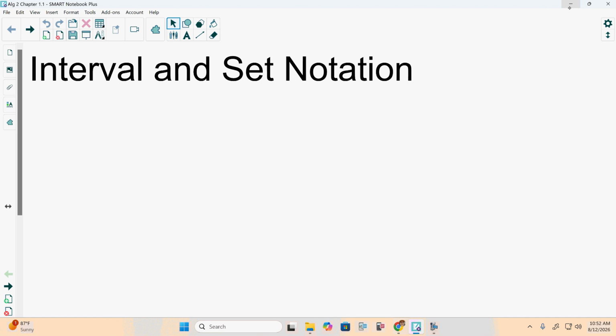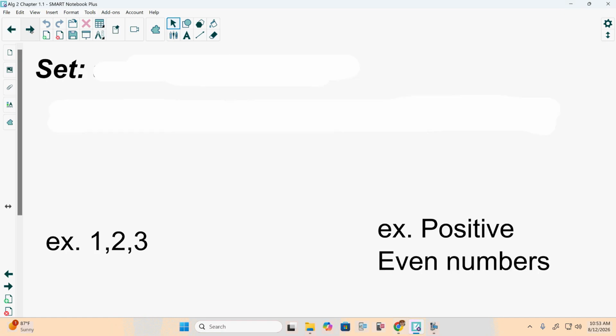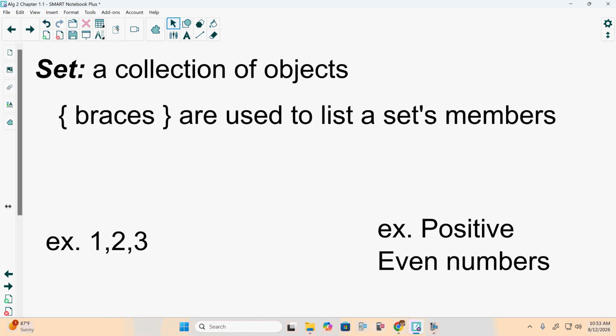It might be a bit since y'all talked about intervals or set notations or what a set is. A set is a collection of objects. That's all a set is, a collection of objects. Braces are used to list a set's members. So we offset it with braces and then put whatever the members or the objects that are contained in that set between them. That's all a set is.